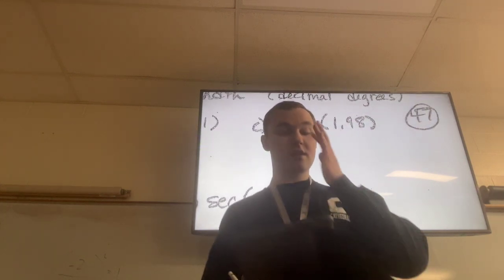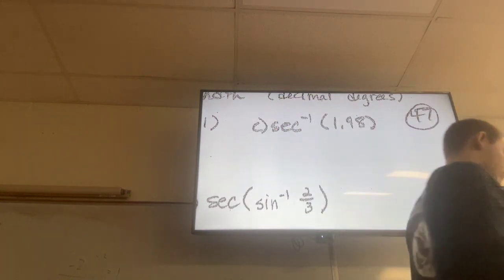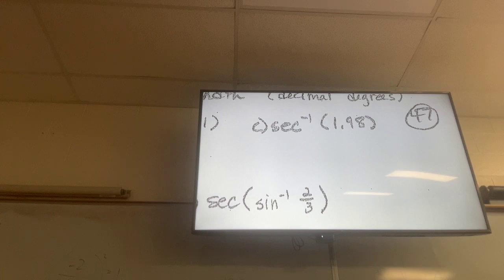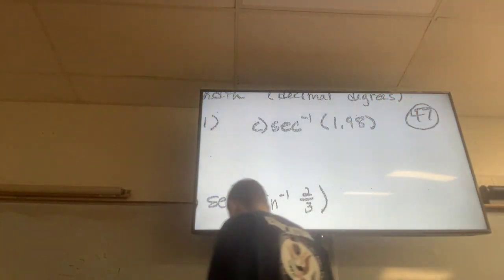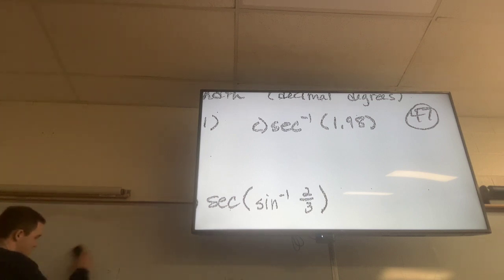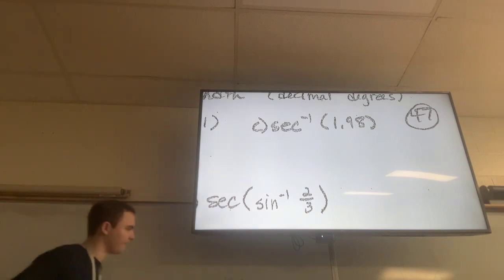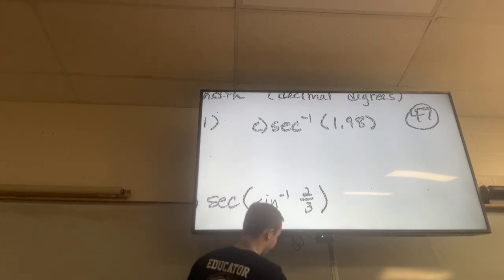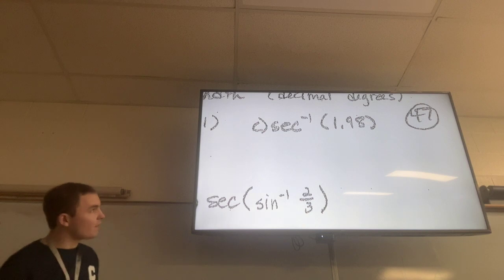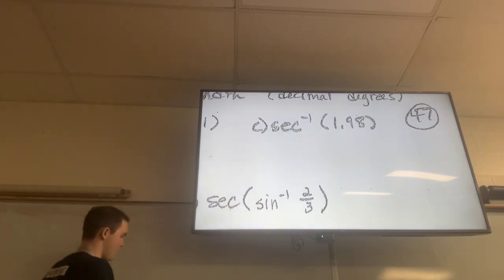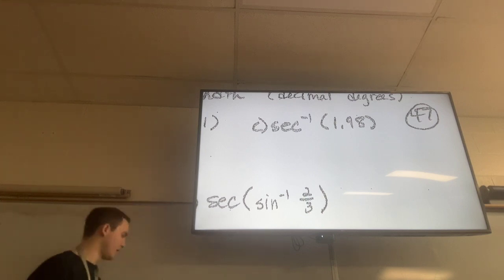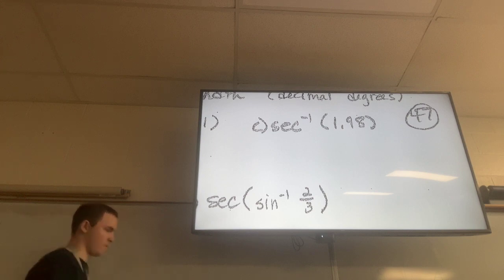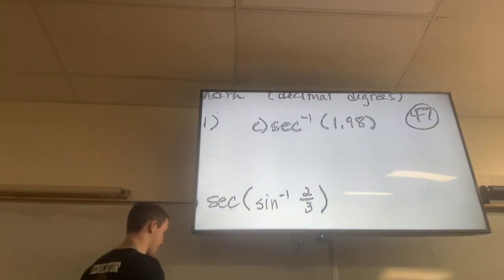All right, inverse secant of 1.98. We want the angle whose secant is 1.98. What do you guys think we do? No, not 1 over inverse cosine. Just 1 over cosine. So if I have an angle, and the secant of that angle is 1.98, what's the cosine of that angle? It'd be 1 over 1.98, right?